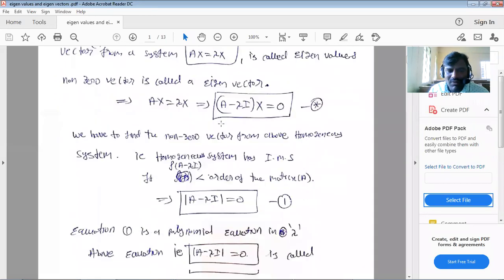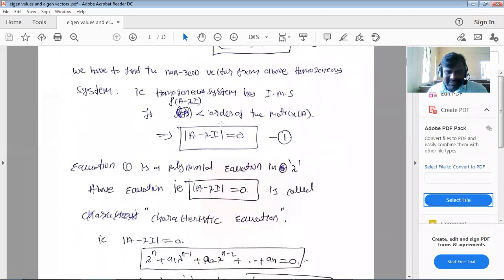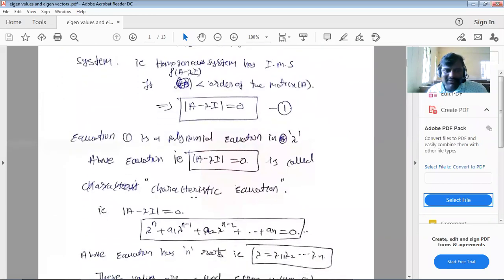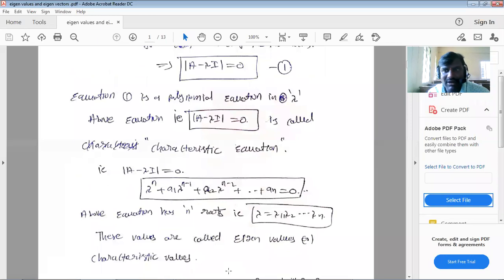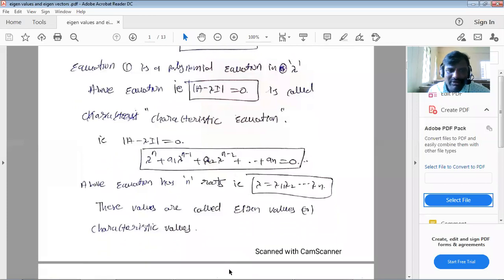Therefore, what are the eigenvalues? The book gives this definition: the solution of the characteristic equation is called eigenvalues, or the roots of the characteristic equation are called eigenvalues. Therefore, these values are called eigenvalues, or characteristic values, proper values, or latent values. Different names are there. Just now you found the eigenvalues.